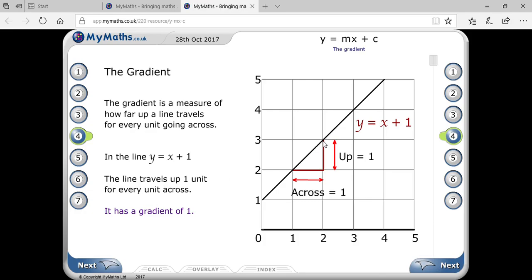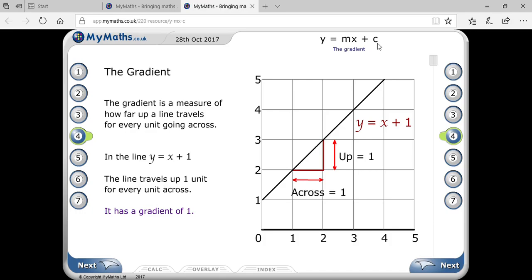So here it will be up upon across, that is one unit upon one unit, which equals one. So one will be your slope, and this graph is intersecting at y equals 1. When you plug in all these values, intercept c equals 1 and m equals 1. If you plug in the values of m and c in your general equation y equals mx plus c, you will get the equation y equals x plus 1.